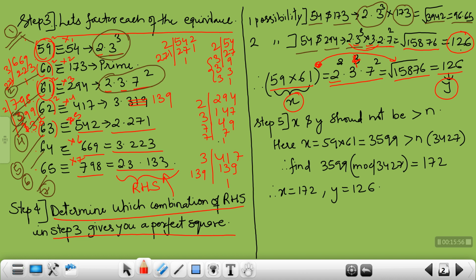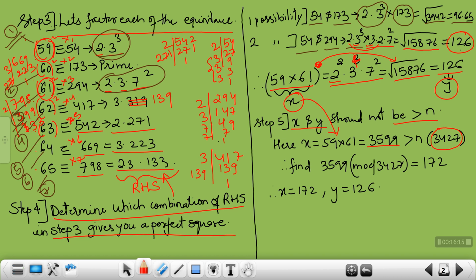Your x and y value should not be greater than n. Now let me check the value of x. X is nothing but whatever we have taken over here, that is 59 into 61. 59 into 61 is 3599, which is greater than n. This n is nothing but the number which is given to you initially, 3427.